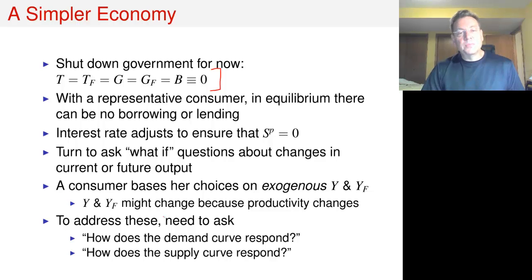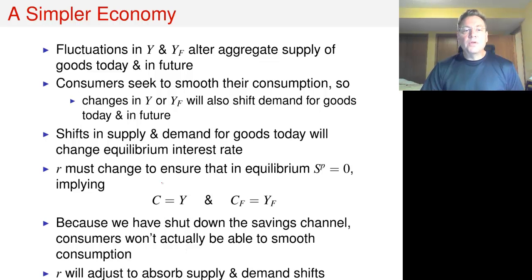And then we can turn to ask some counterfactual questions about what happens if there's a change in current or future income. Although we're treating those changes as exogenous, you can think of them as being generated by, say, changes in total factor productivity. And so what we're going to have to ask is, how does the demand curve for goods today versus goods tomorrow change? How does the supply curve for goods today versus goods tomorrow change? So fluctuations in current and future income are going to alter what the aggregate quantity of goods available today and in the future will be.